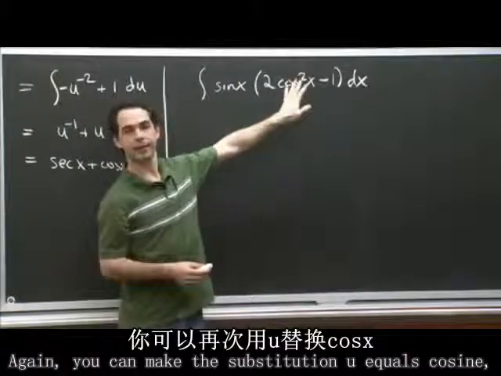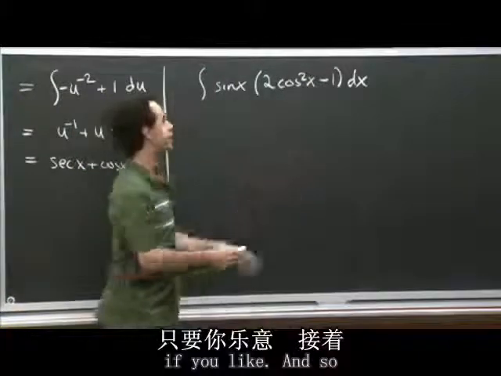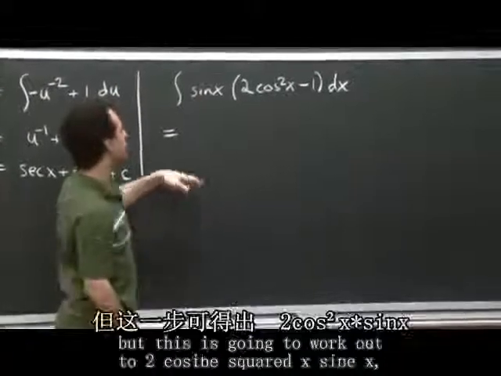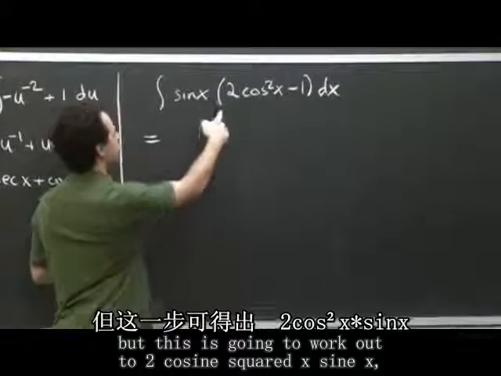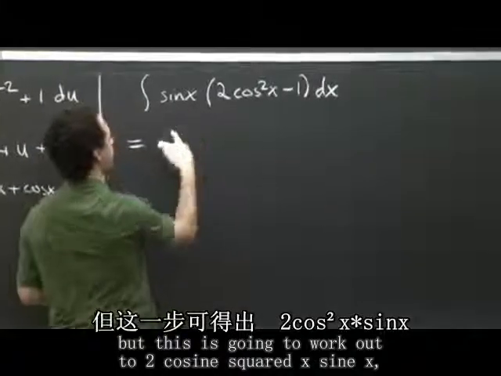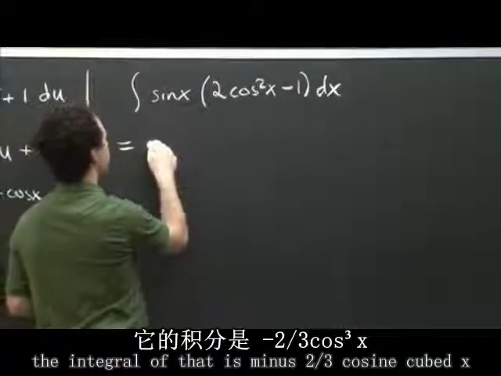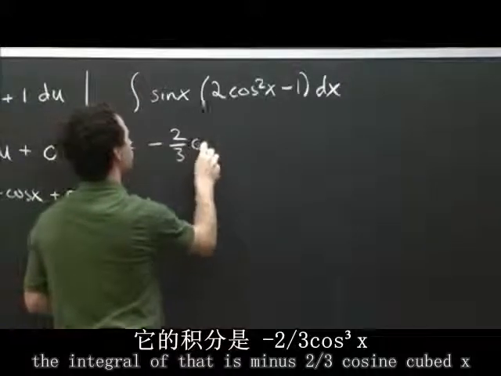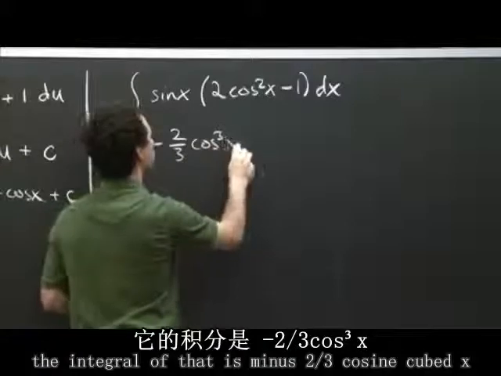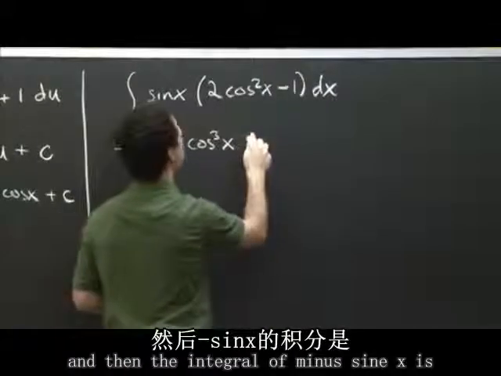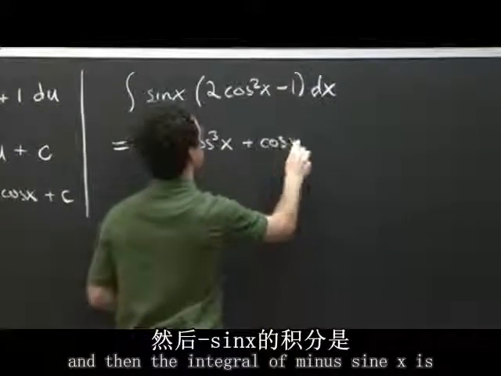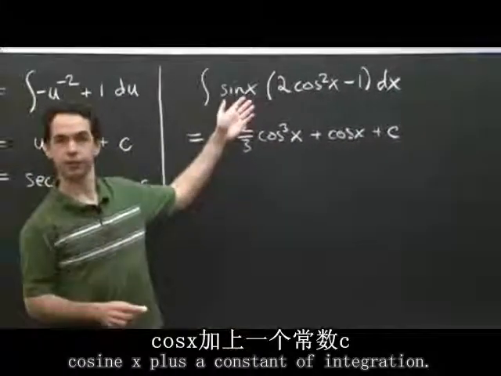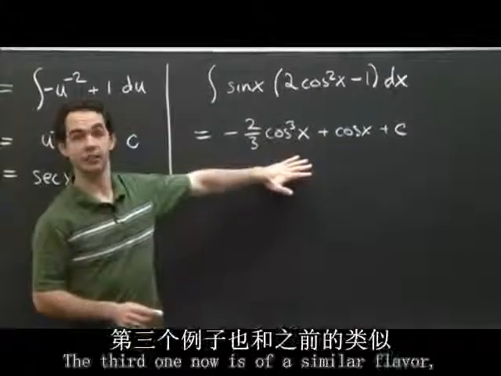And here, this is very similar to the last question. Again, you can make the substitution u equals cosine x if you like. I'm not going to do out the whole substitution for you, but this works out to: the integral of 2 cosine squared x sine x is minus 2/3 cosine cubed x, and then the integral of minus sine x is cosine x, plus a constant of integration. So that's the second one.